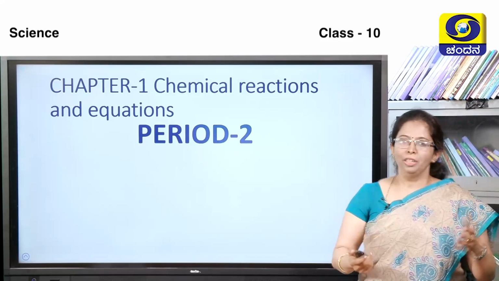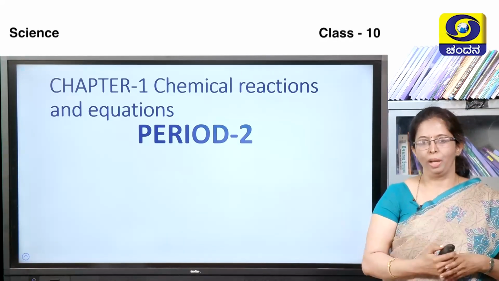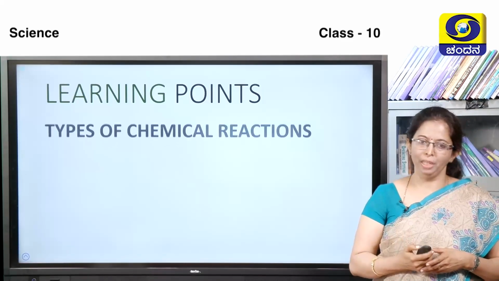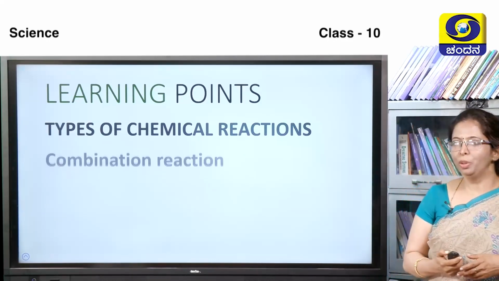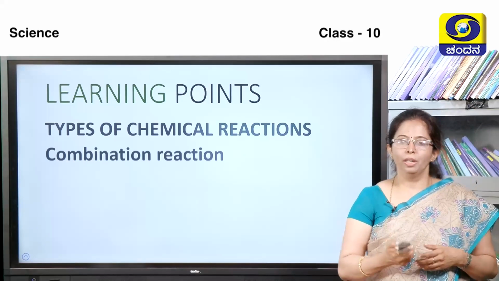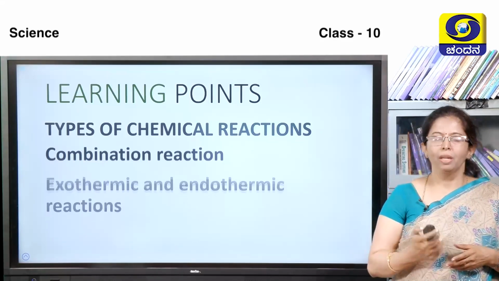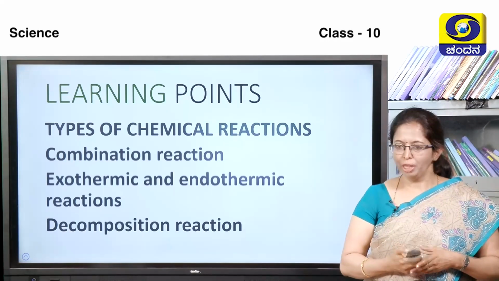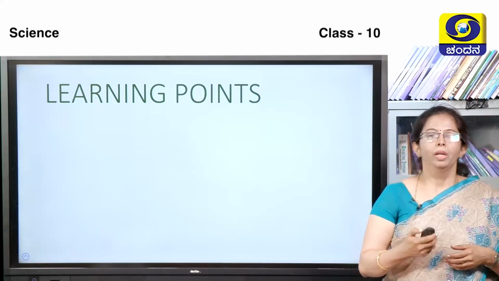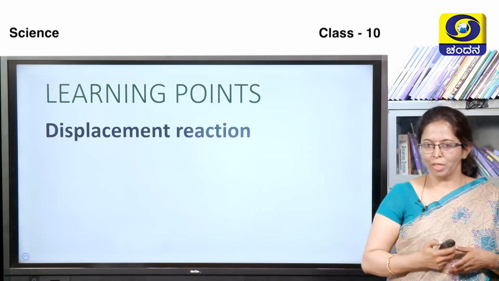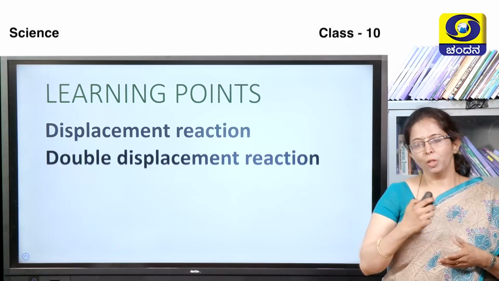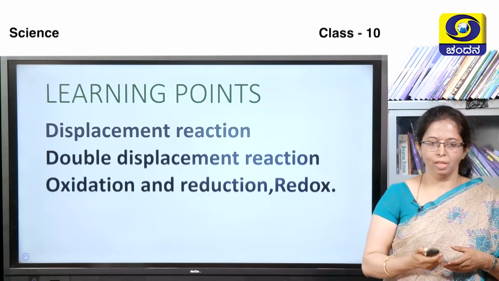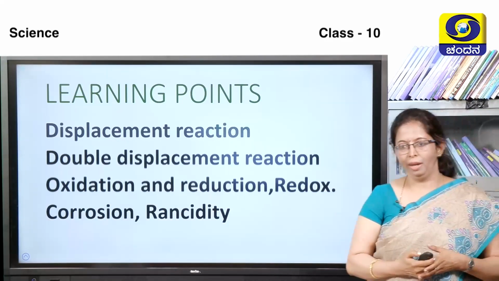So, today this is a continuation of the first chapter. In this chapter we shall be discussing the following learning points. In this class we shall be knowing about the types of chemical reactions. Here we will be discussing combination reactions, exothermic and endothermic reactions. Then later on we will be discussing decomposition reactions. Moving on, we will be knowing about displacement reactions, then double displacement reactions, and then oxidation, reduction and redox reactions, and last but not the least is corrosion and rancidity.